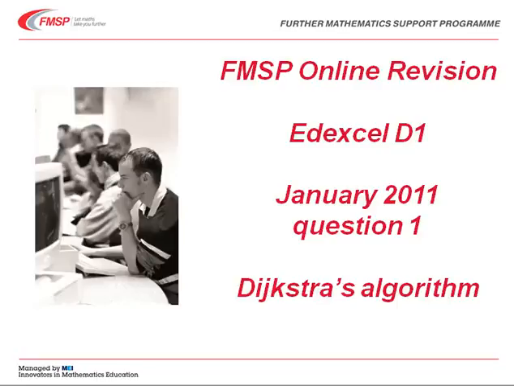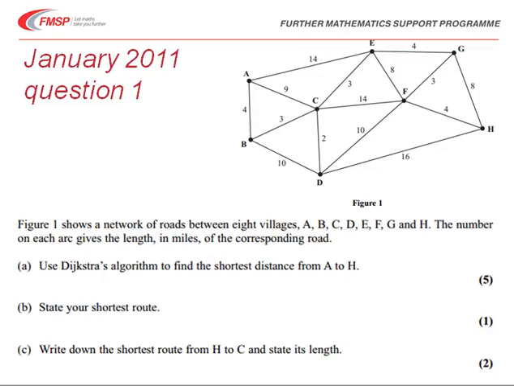In this video I'm looking at the solution to question 1 from the January 2011 Edexcel D1 paper. The question starts by showing us a network of roads between 8 villages from A to H, and the number in each arc gives the length in miles of the corresponding road. We're asked to use Dijkstra's algorithm to find the shortest distance from A to H, in part B to state our shortest route, and then finally to write down the shortest route from H to C and state its length.